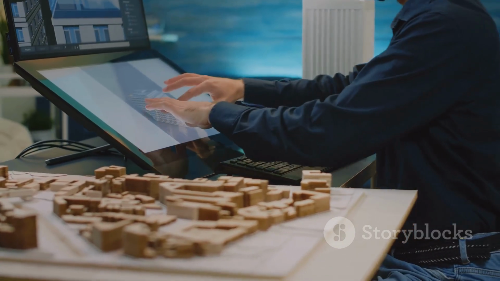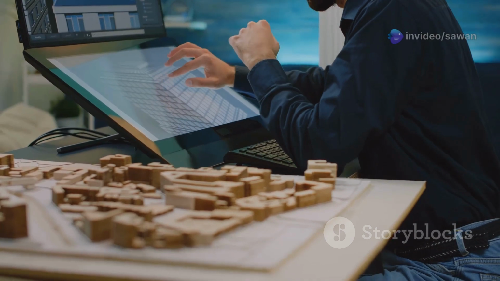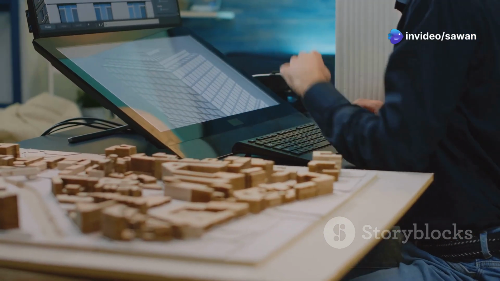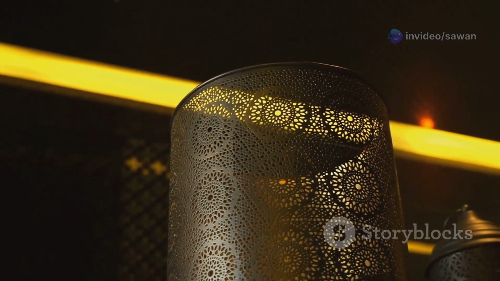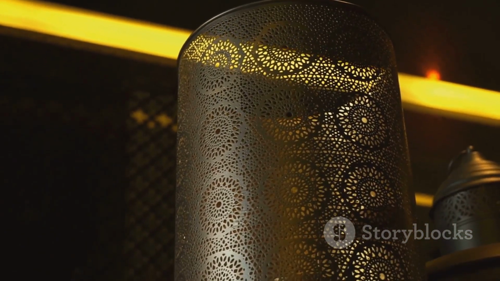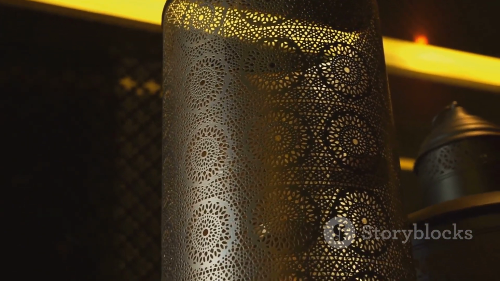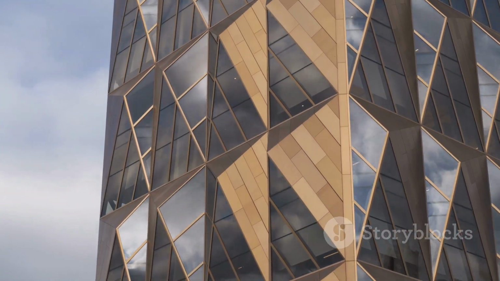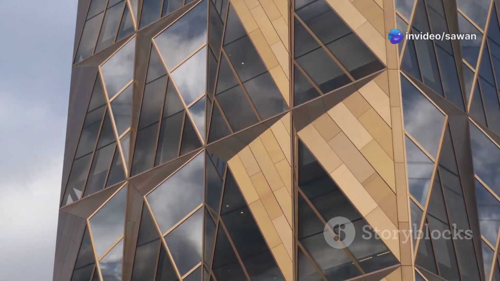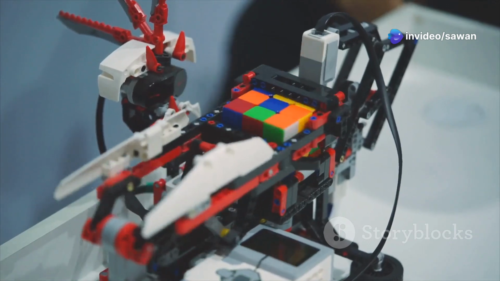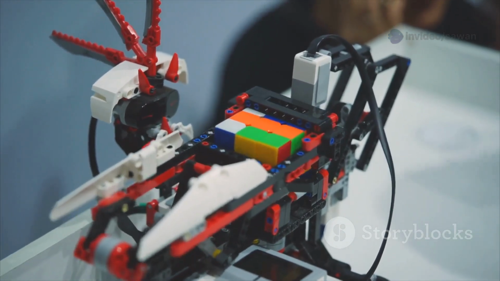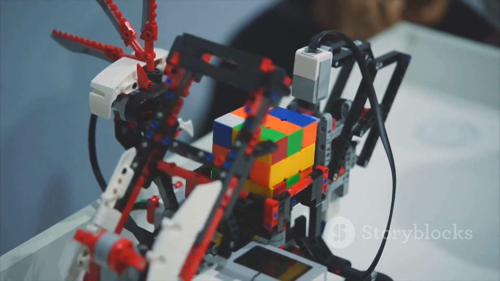It's about using mathematical precision to create forms that are both beautiful and highly functional, a true marriage of art and science. This digital craftsmanship allows for a level of customization that was previously unthinkable. Every single element of a building's facade, for instance, can be unique, yet part of a cohesive whole. The computer handles the mind-boggling complexity of ensuring each of the thousands of individual components fits together perfectly.